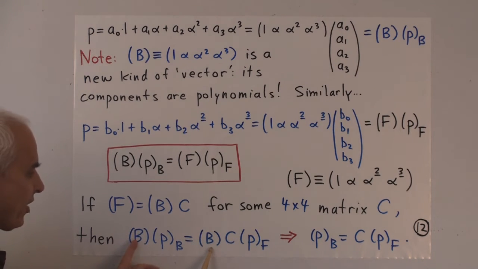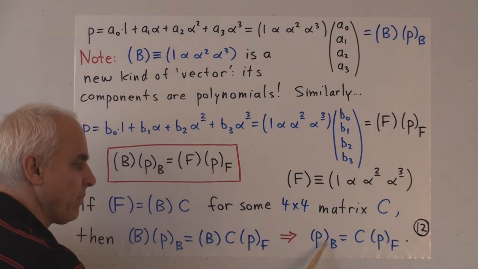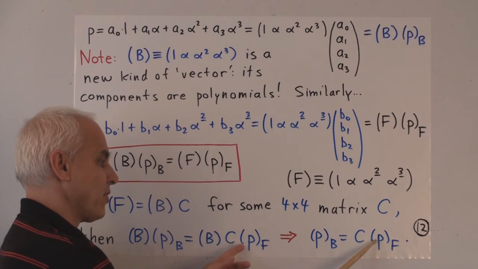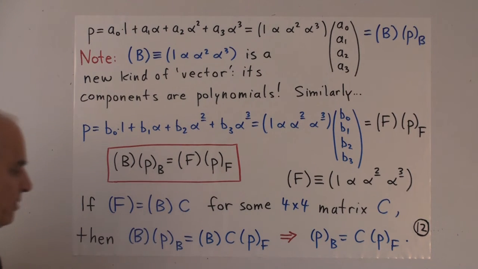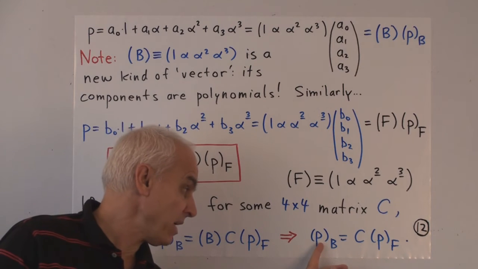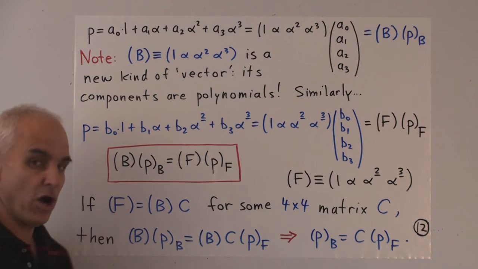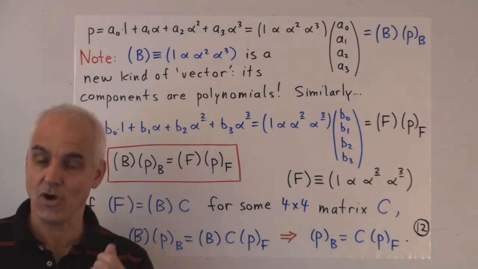Well, there's b's on both sides here. This coordinate vector had better be equal to this coordinate vector. So we deduce then that the coordinate vector for p with respect to b equals the matrix C times, on the right, the coordinate vector for p with respect to f. So if we know this relationship between the basis vectors themselves, then we know this relationship between the coordinate vectors for any vector b in the space. This is at the heart of the problem of change of basis and how it affects coordinates of vectors.